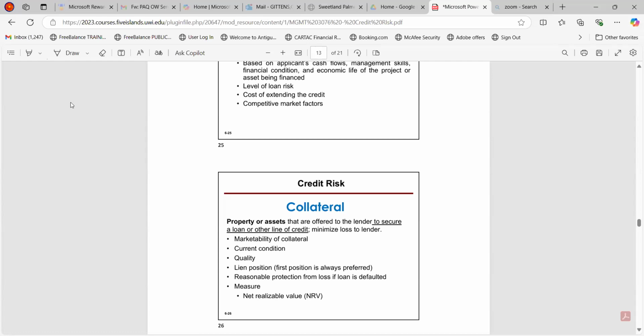What is the quality of the collateral? Not just the value, but the current condition. Is it collateral that the bank can benefit from? Okay. What is the bank's lien position? In other words, does another institution or person have claim to this collateral before the financial institution?